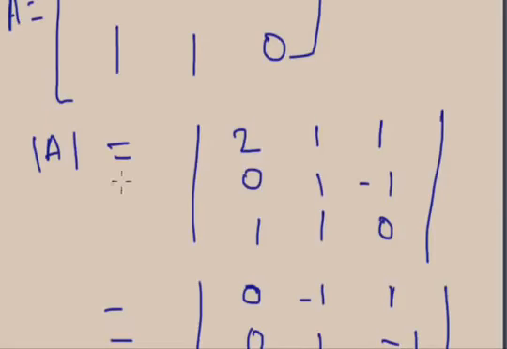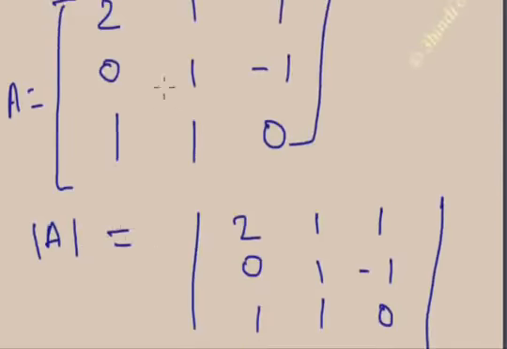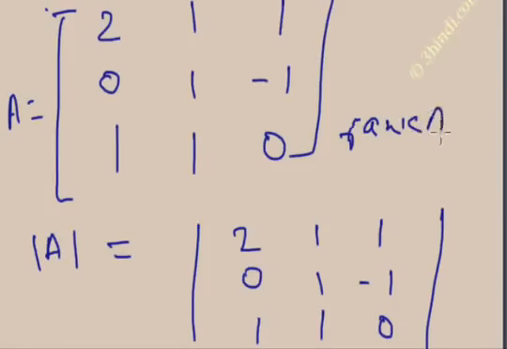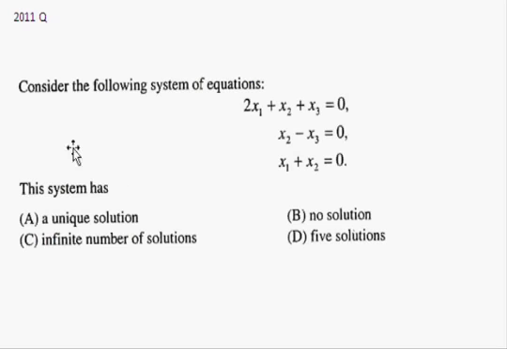The rank of A: suppose I am taking these 2 rows and 2 columns. If I take the determinant, it becomes 2. So the rank of A is 2, which is less than 3, and 3 is the number of variables. So the rank of A is 2, which is smaller than the number of variables. So there is an infinite number of solutions. So in this question, the answer is an infinite number of solutions.